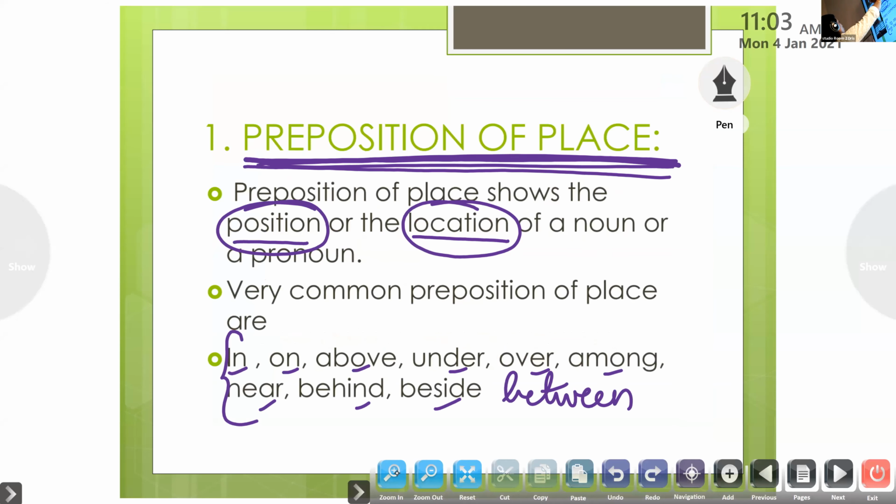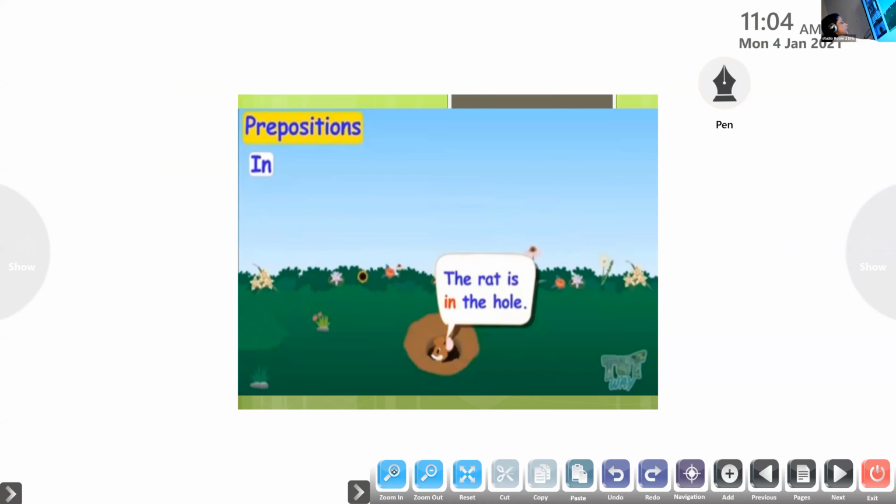So here, all of you, please have a look at it. A preposition of place shows what? Position. And also it tells about what? The location of a noun or a pronoun. In the last session, we learnt about very common prepositions of place that tell about the position: in, on, above, under, over, among, near, behind, beside, and between. All these are prepositions. Let's have a recap on it.